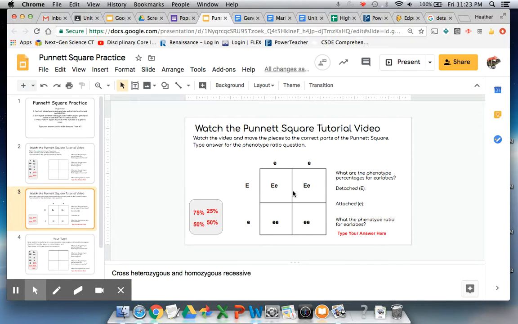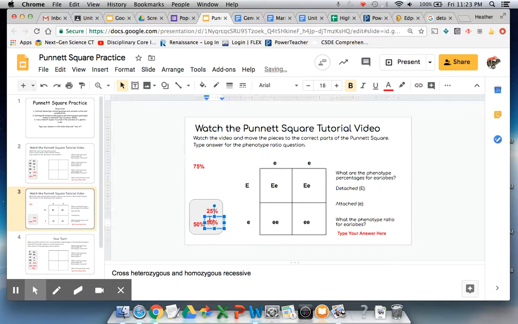So if you're looking at the results of the Punnett square, you have two boxes where you have heterozygous individuals and they have the dominant allele. And then you have two boxes with homozygous recessive. So these are the recessive, they are attached, and these would be detached. So 2 out of 4 would be 50%. And then 2 out of 4 boxes for homozygous recessive, that would also be 50%.